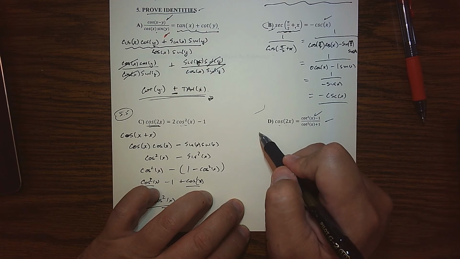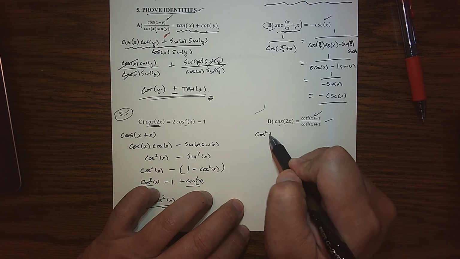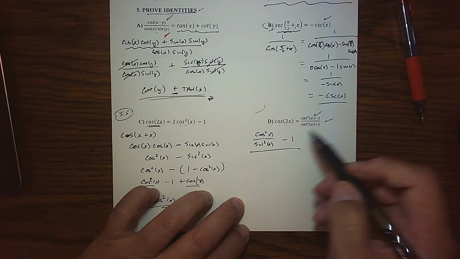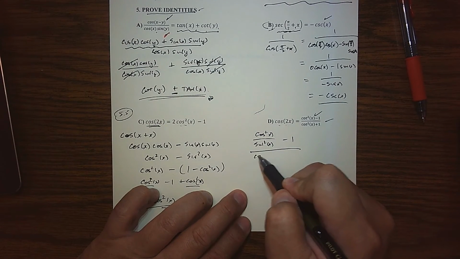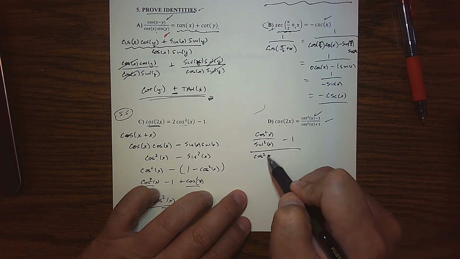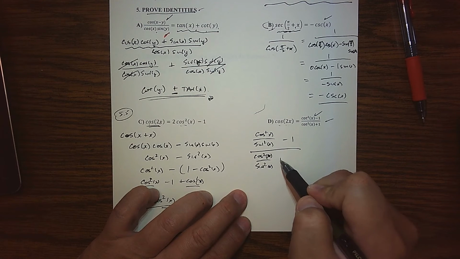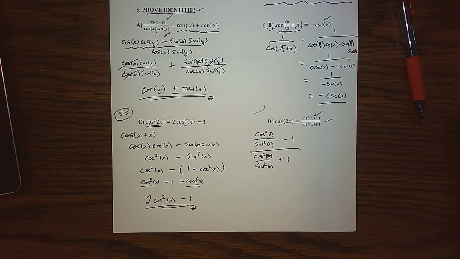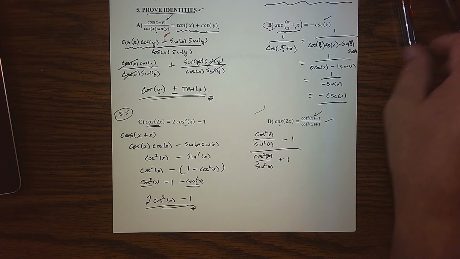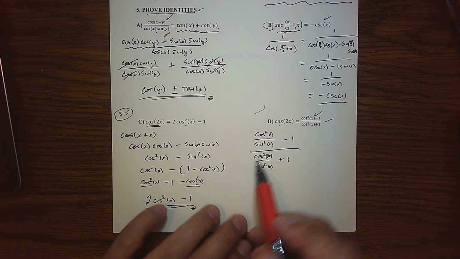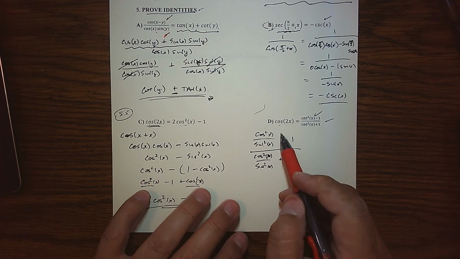So cotangent squared, that would be cosine squared all over sine squared, minus 1 upstairs, and then a cosine squared x over a sine squared x, plus 1 on the bottom. All right, so there's that. My next move, algebraically, as long as I do the same thing to both upstairs and downstairs, I'm okay. So to get rid of this fraction, there's a couple of ways we can do it.